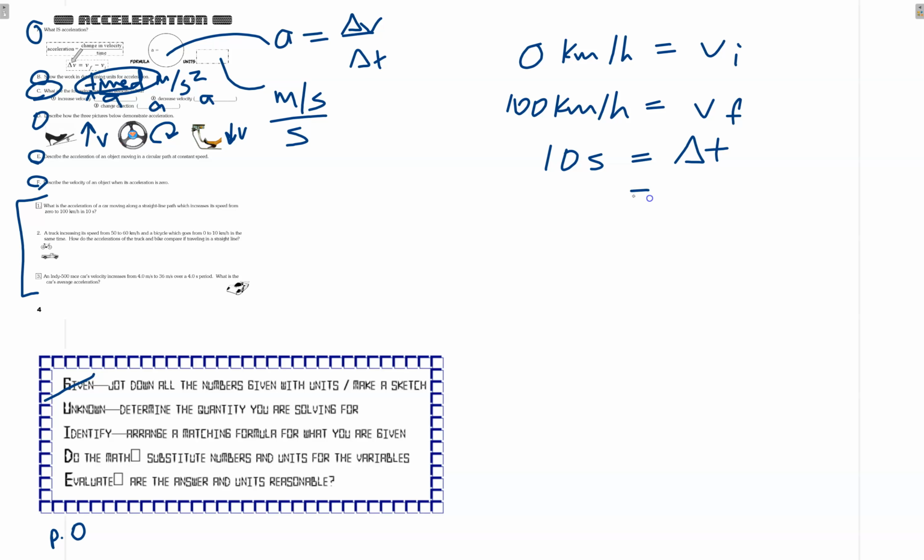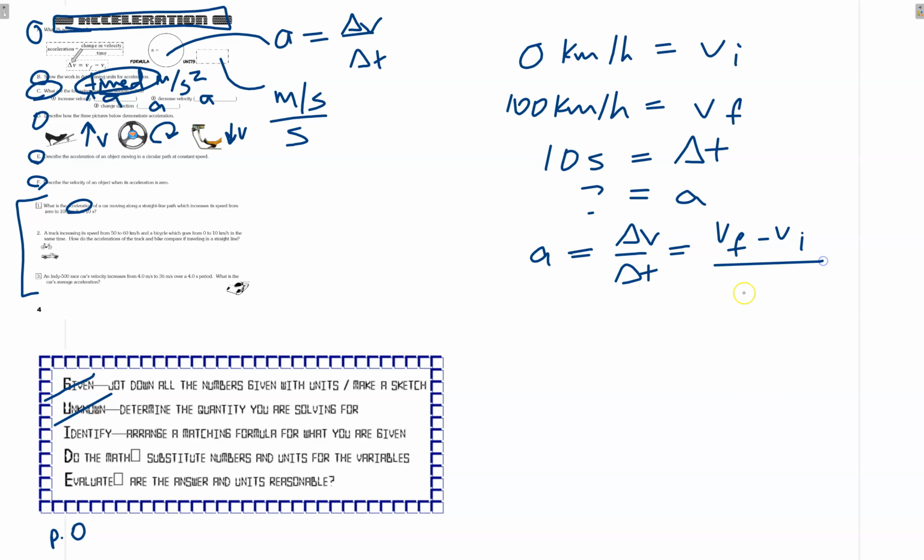Our unknown, what is it we're looking for? What is the acceleration? And surprise, surprise, a page introducing the topic of acceleration. We have the unknown. Identify, arrange a matching formula for what you are given. So acceleration is the rate at which I change velocity: velocity final minus velocity initial, and we have the whole time interval.